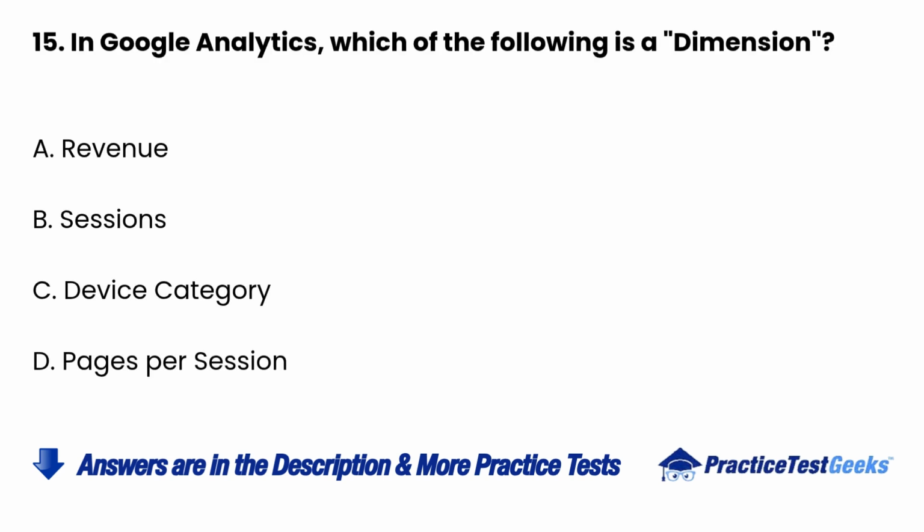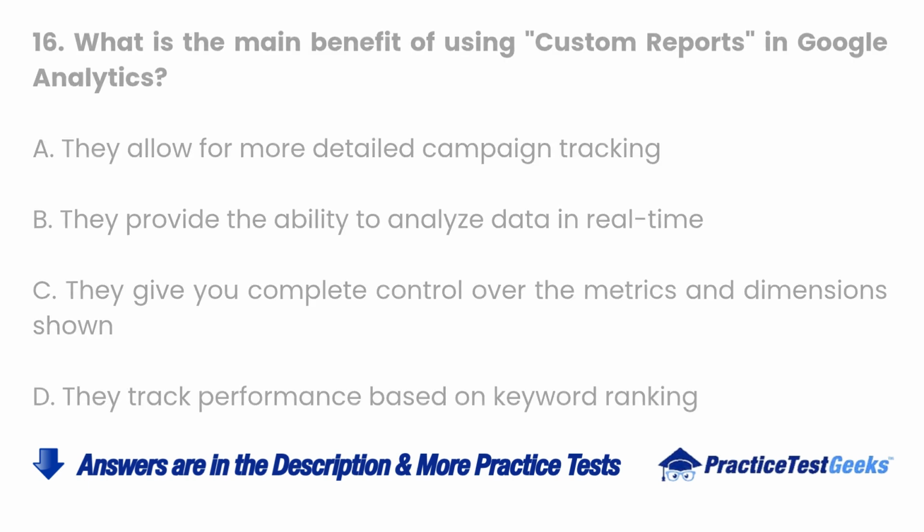15. In Google Analytics, which of the following is a dimension? A. Revenue. B. Sessions. C. Device category. D. Pages per session.